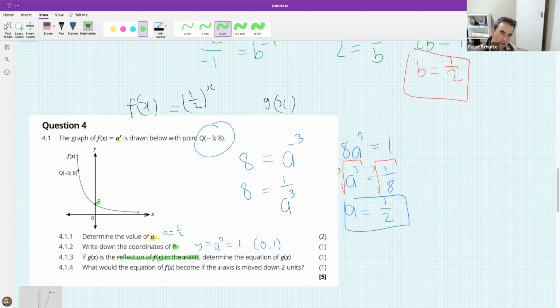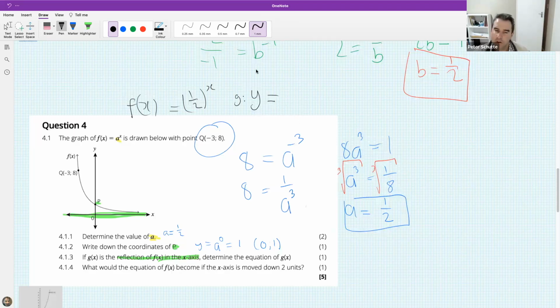So if I reflect it over the x-axis, I suppose there is the x-axis. Now, what is the algebra going to look like for g of x? That's the question. It might even be easier to write the g of x in the form y equals, and then we can always just put a g there.